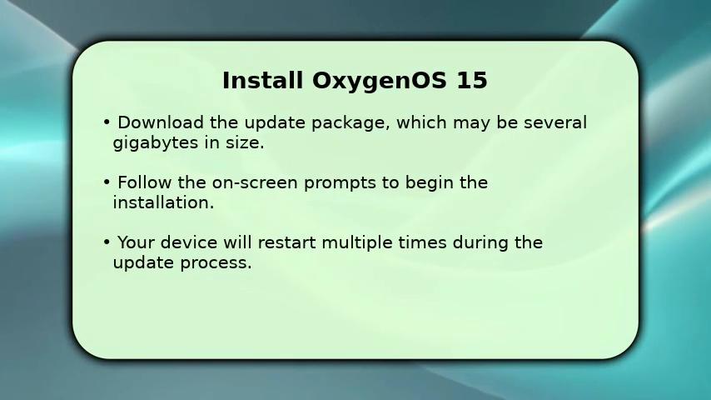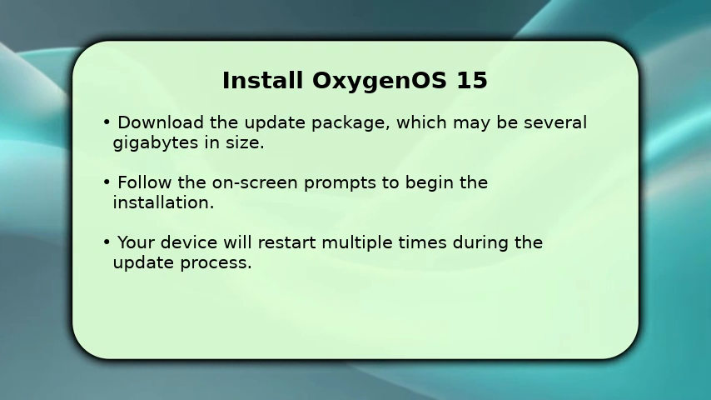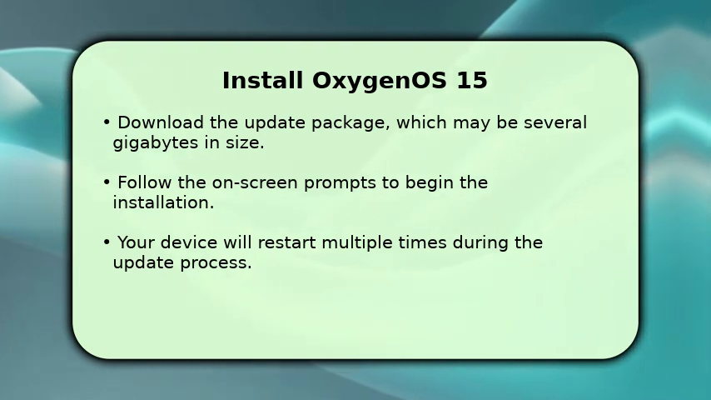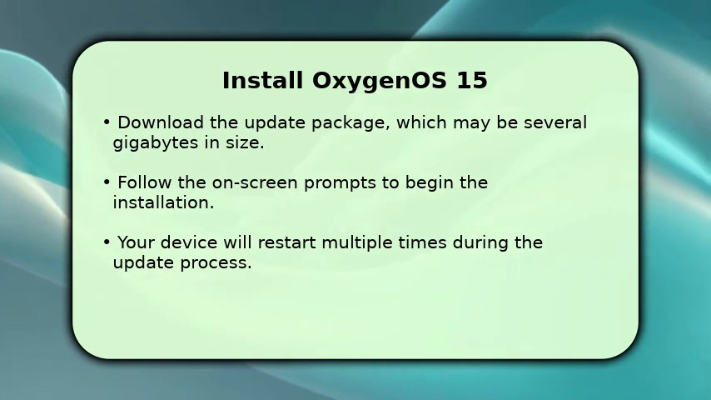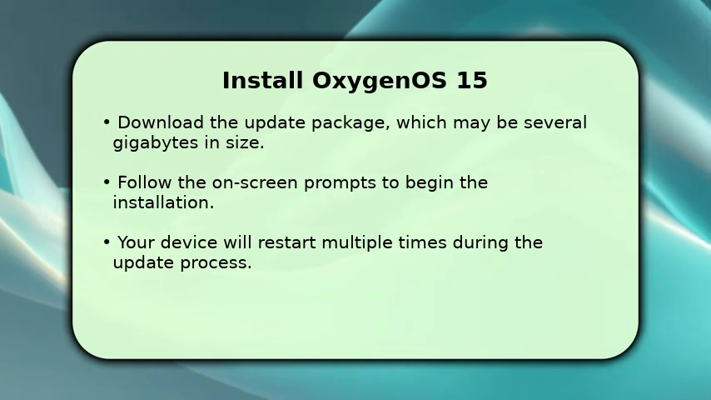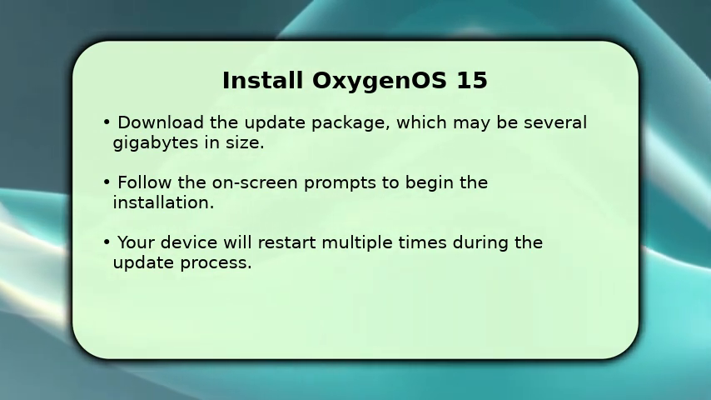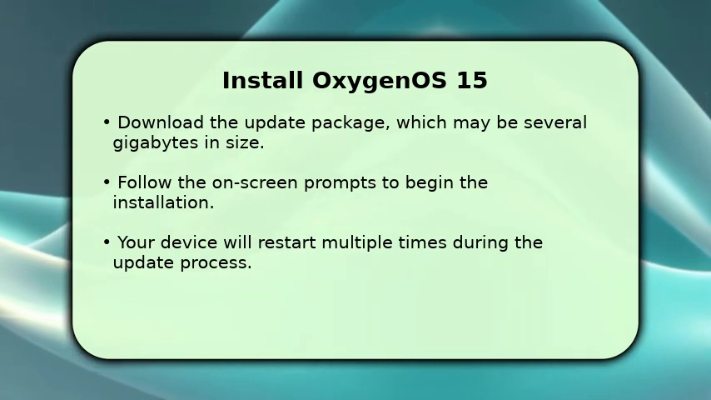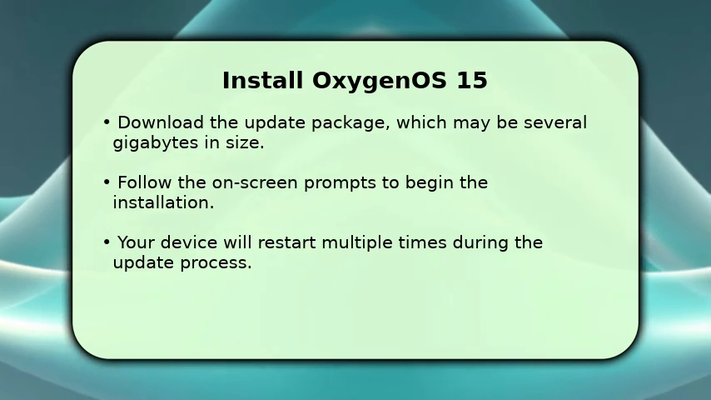Once the Oxygen OS 15 update is found, tap to download the package. This might take some time, as updates can be several gigabytes in size. After downloading, follow the on-screen instructions to initiate the installation. Your phone will restart automatically during this process, so please do not interrupt it. Be patient, as the first boot after an update can take a bit longer.